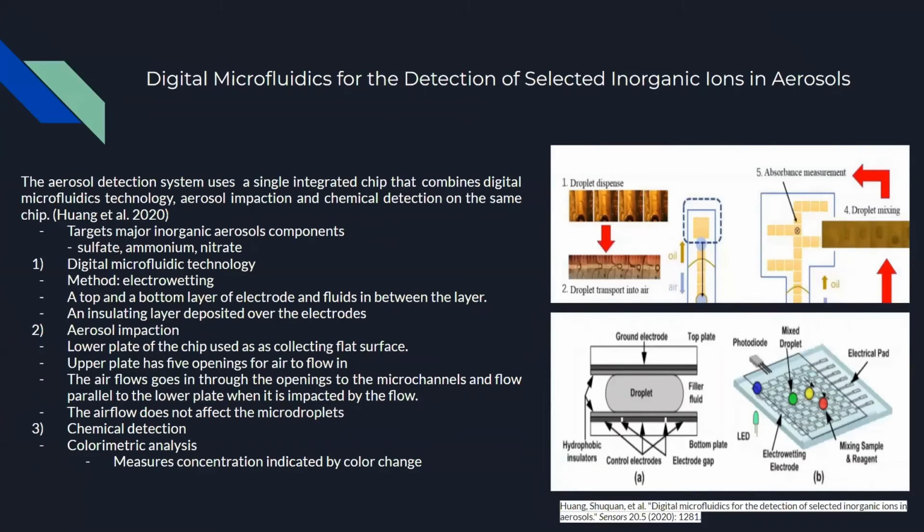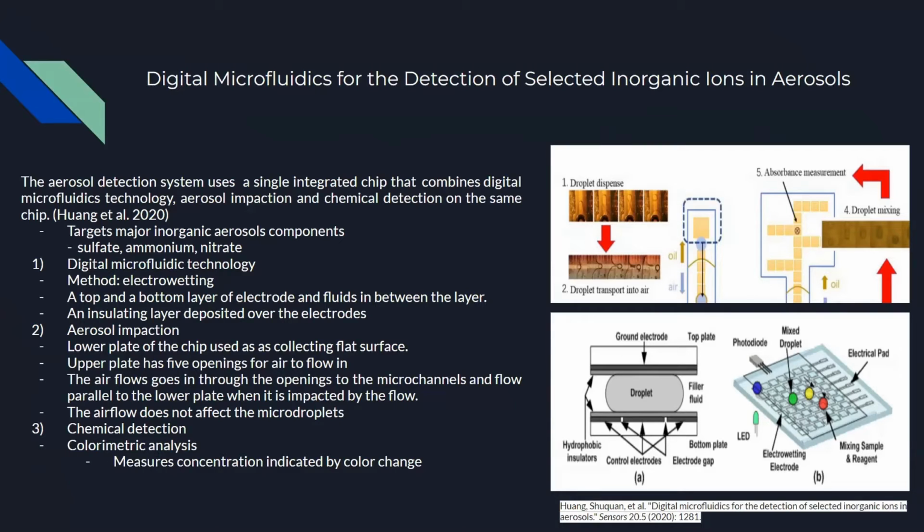Now we will talk about a digital microfluidic for detecting of selected inorganic ions in aerosols. This microfluidic device uses digital microfluidic technology, aerosol impaction, and chemical detection in the same chip, targeting specific inorganic aerosol components, which are sulfate, ammonium, and nitrate. First, the digital microfluidic technology uses electrowetting. The microfluidic consists of a top and a bottom layer of electrode with an insulating layer deposited over the electrodes and a fluid between layers.